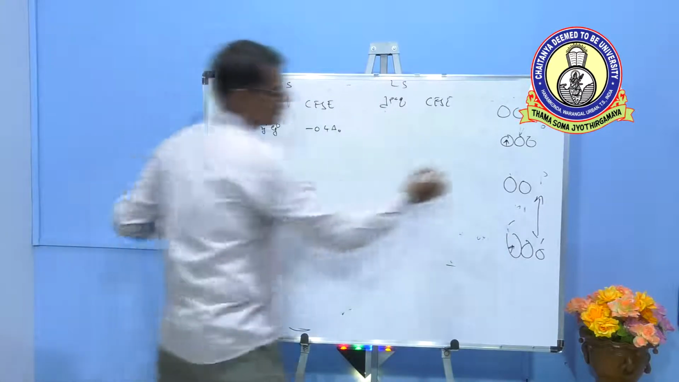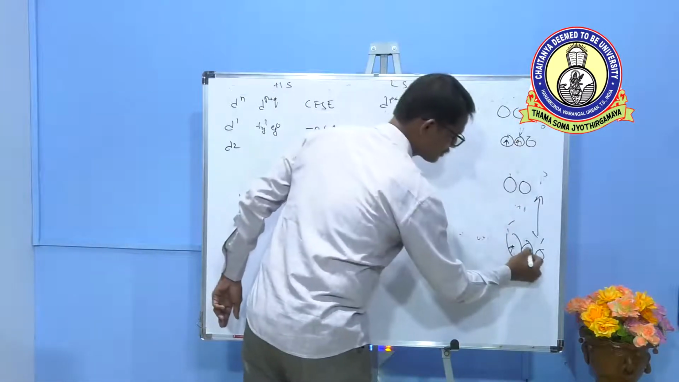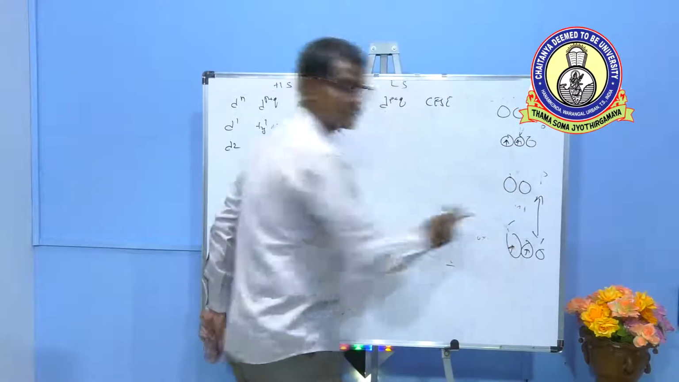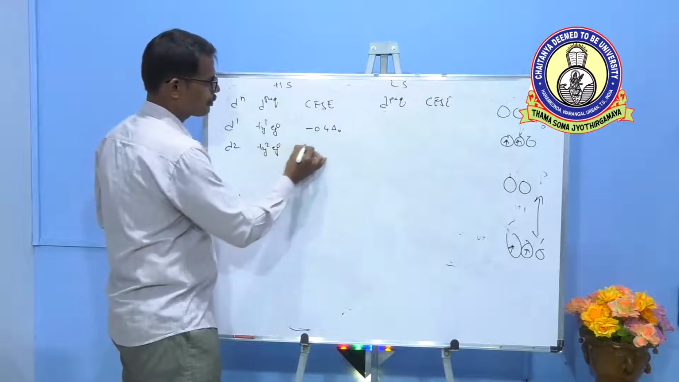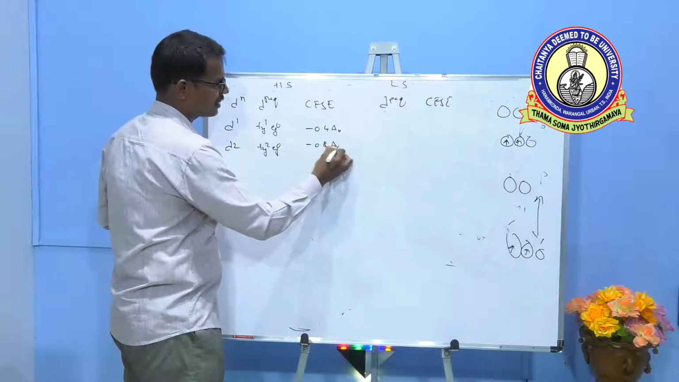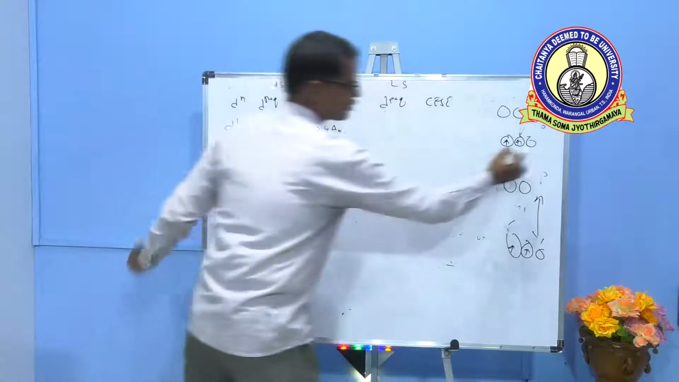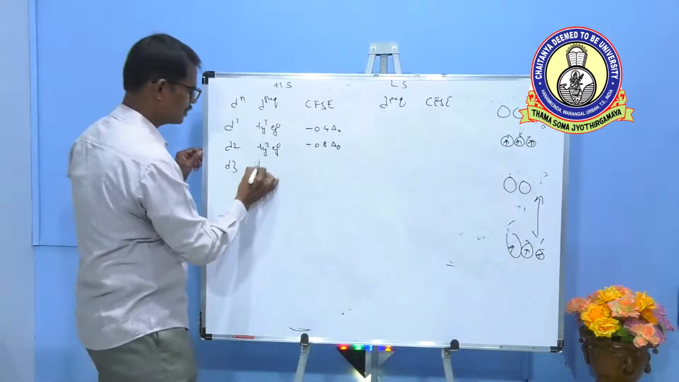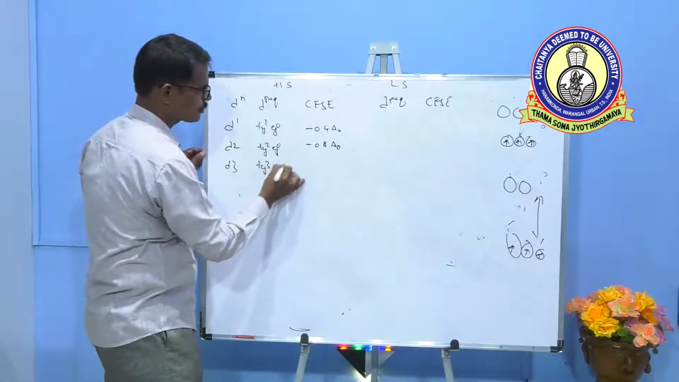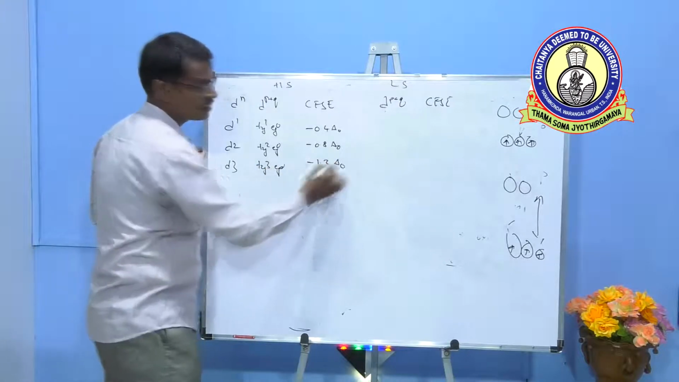D2 configuration: here also one electron, here also the same. It is t2g2 in both cases. So t2g2 with eg 0 gives minus 0.8 delta O. For d3, it is the same: t2g3 in both, so t2g3 with eg 0 gives minus 1.2 delta O.